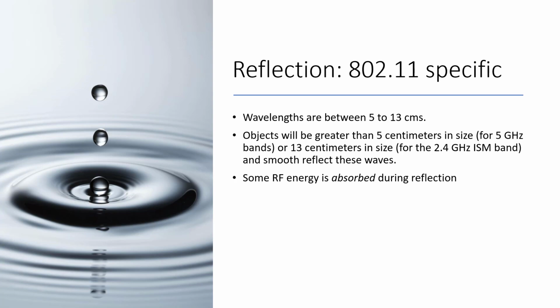Imagine a computer lab or your home environment where you have a lot of windows, which typically contain glass. The glass is bigger than 13 centimeters. Your doors are larger than 13 centimeters. They are smooth. They are going to reflect your wireless LAN signals. They not only reflect, but some of the energy is also absorbed during the reflection. Now think about it. Is reflection good or bad? If it is bad, how is it bad? We will look at it a little later and see why it's bad.